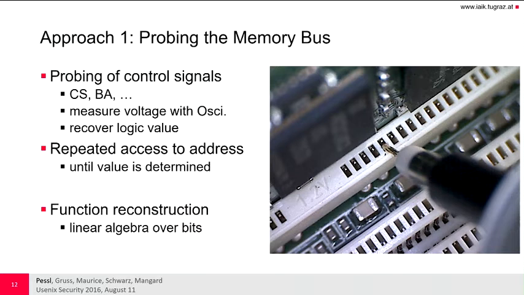To make this measurement easy, we pick a single address and perform repeated access to the single address until we have found the logic value. So we don't need to perform a full DDR protocol analysis, and we don't need to locate single memory accesses, because that would be a bit more complex than just using one probe. After having done this for enough addresses and all the interesting pins, we feed the results to a function reconstruction, which is just linear algebra over bits, solving a linear system of equations.